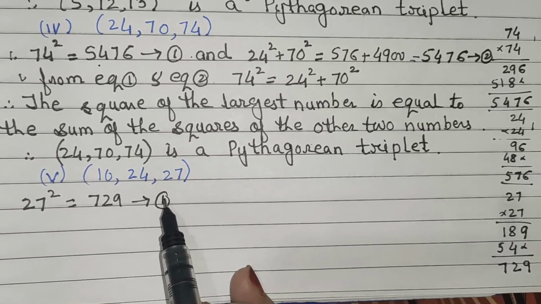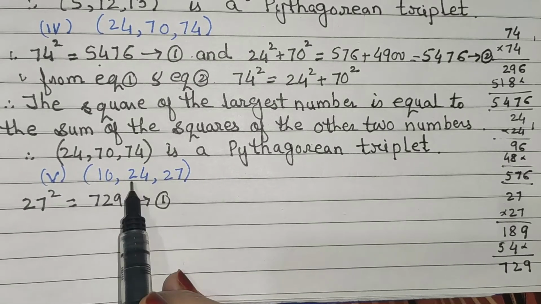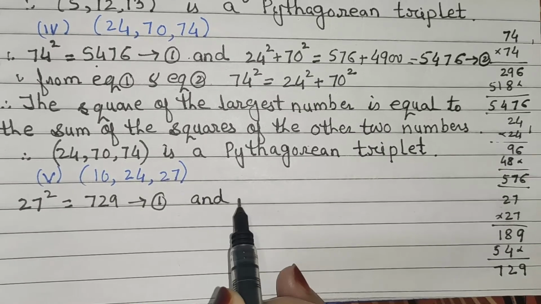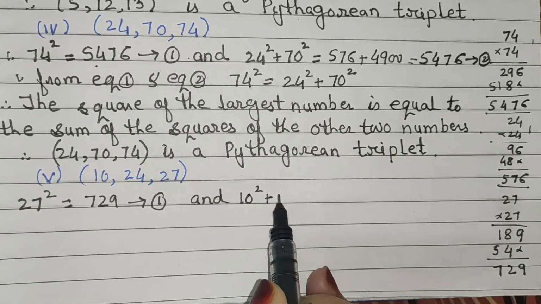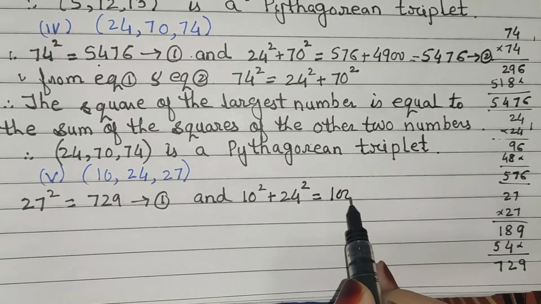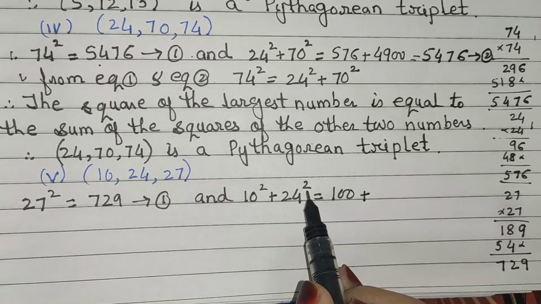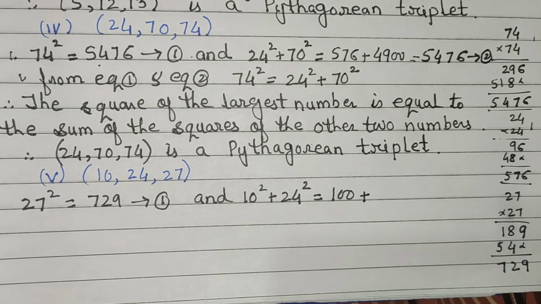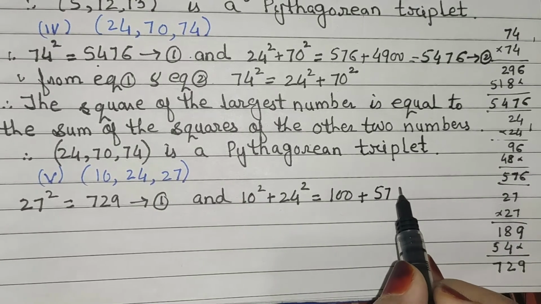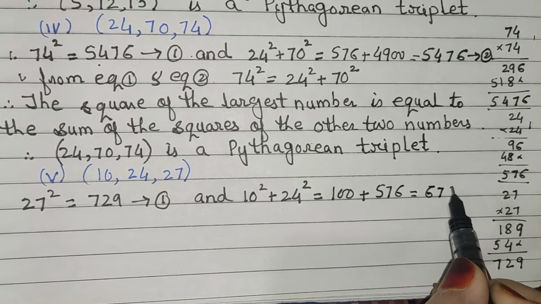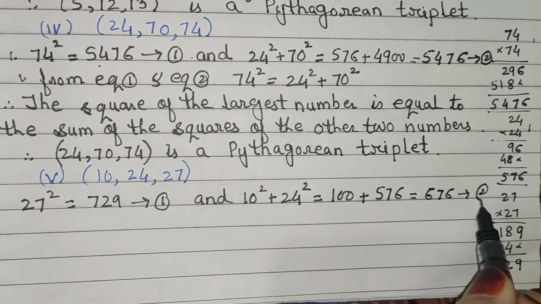Then find out the sum of squares of other two numbers, means 10 square plus 24 whole square. Now 10 square is equal to 100 plus 24 whole square. Now we get 576. Now add these two numbers, we get 676. Give it equation number 2.